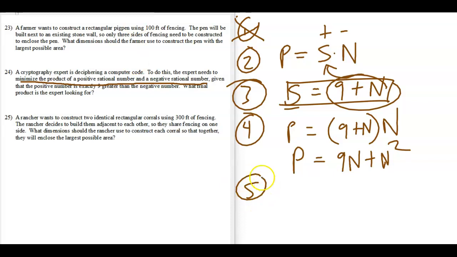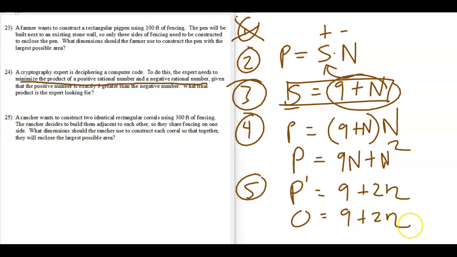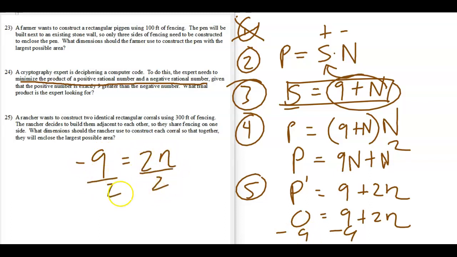For step 5, we want to find our derivative, and then set it equal to 0 and solve. So I minus 9 on both sides, and I get negative 9 equals 2n. And then we divide, and I get negative 9 over 2 is my n. And remember, n represented my negative number.